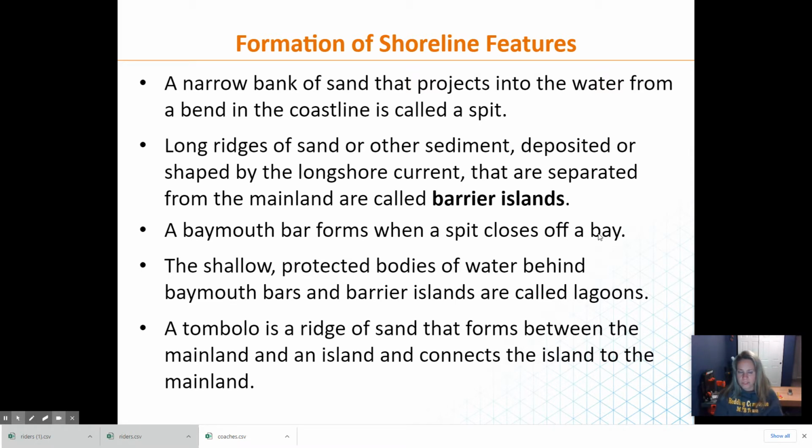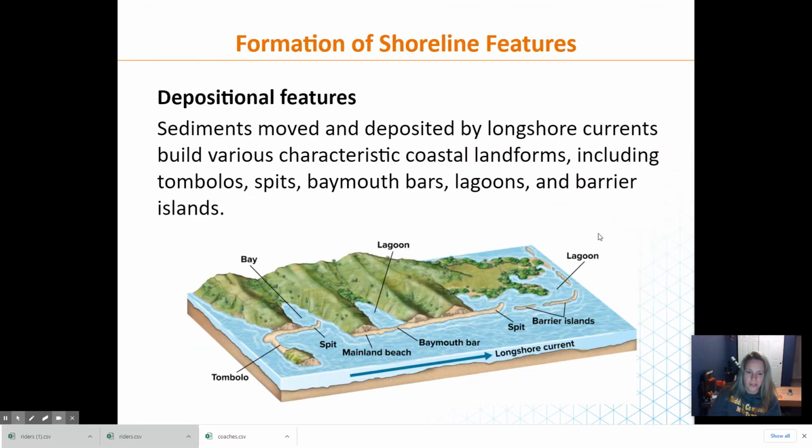And then a few other terms here that we talked about in the last picture. But the Baymouth Bar and Barrier Islands, they kind of split off areas, and they're called lagoons. And then a tombolo is just a ridge of sand that forms between the mainland and the island that connects the mainland. So if we go back to that picture right here, you can see that is a spit and a barrier island that is connected. So it's called a tombolo, whereas these are not connected. And then this is splitting this bay. So it's blocking off the bay, creating that lagoon.